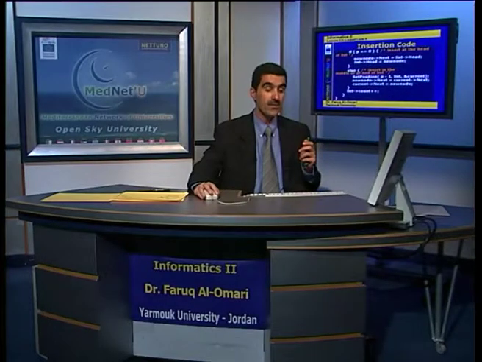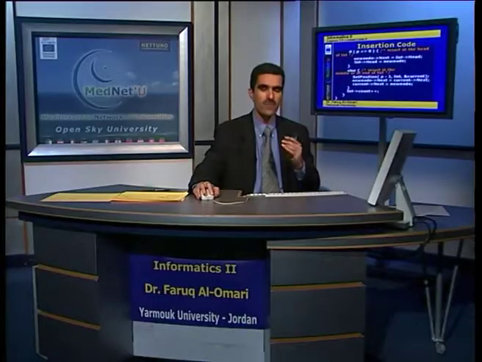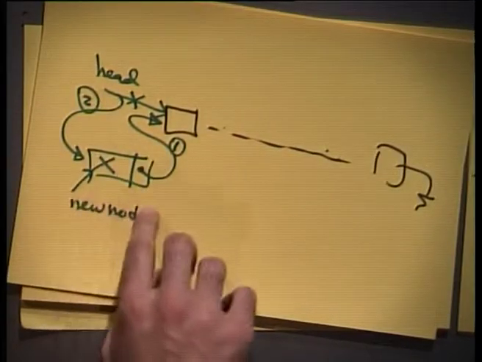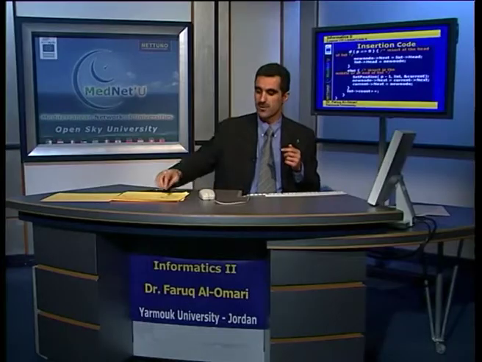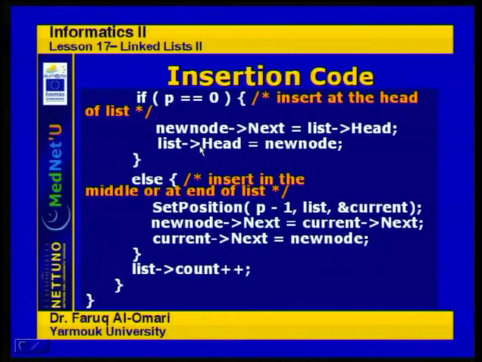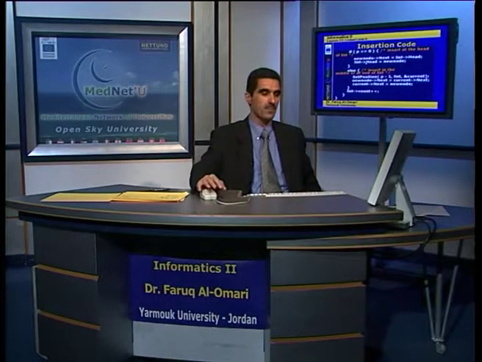So that's step number 1, and the sequence here is very important. It's very crucial. So the first step is to make new node arrow next point to wherever head is pointing. And now you can safely move head. So you say list arrow head equals new node. So make head now point to wherever this new node pointer is pointing, so basically point to this node. And we're done. So this is step number 1, the first line, and that's step number 2, the second line. That's the case of P equals 0, inserting at the beginning.